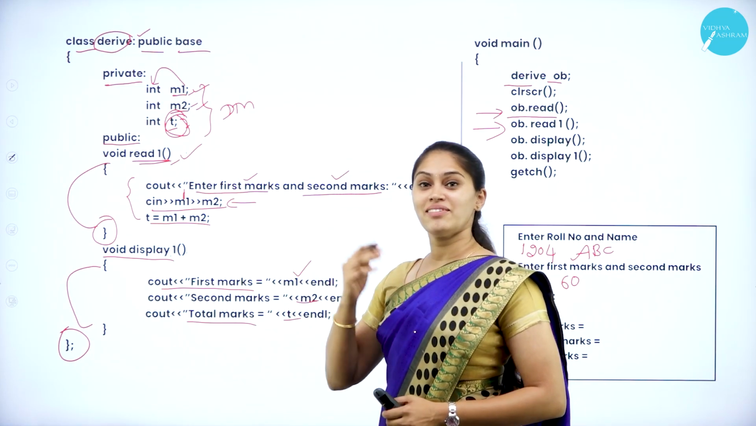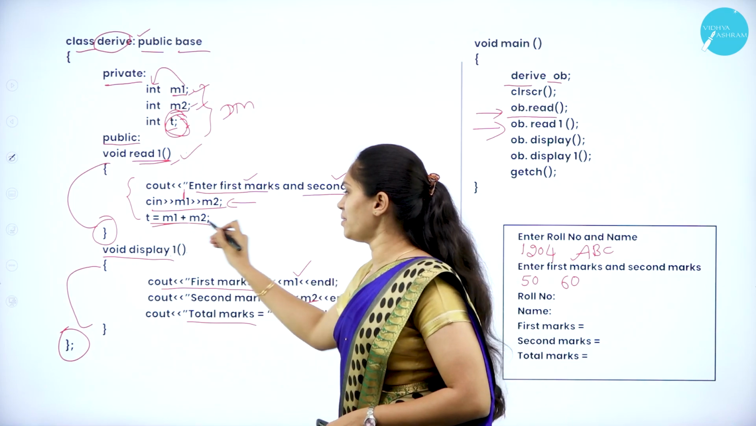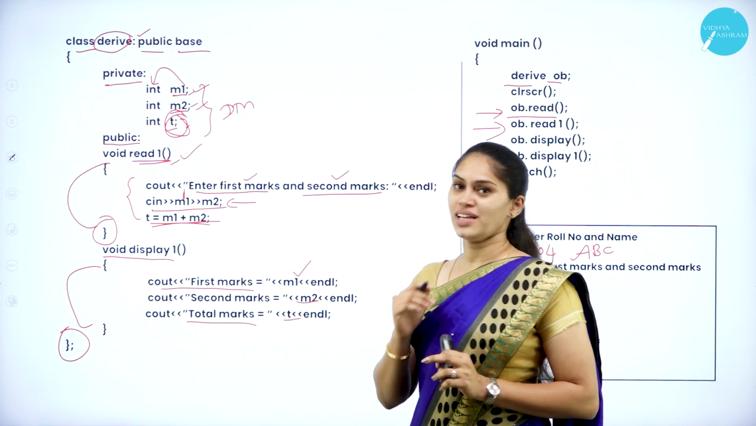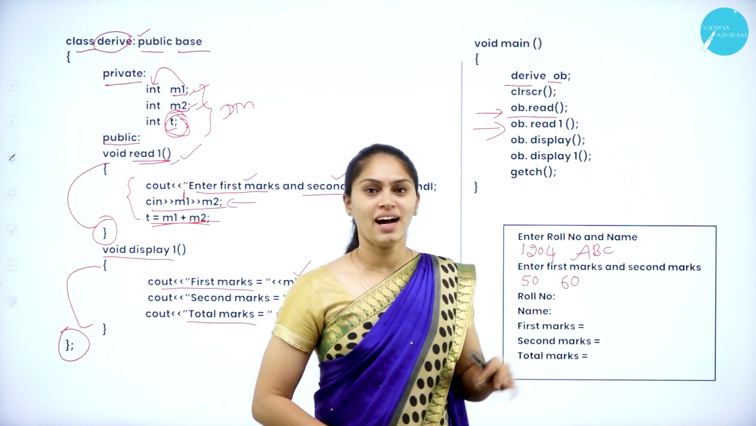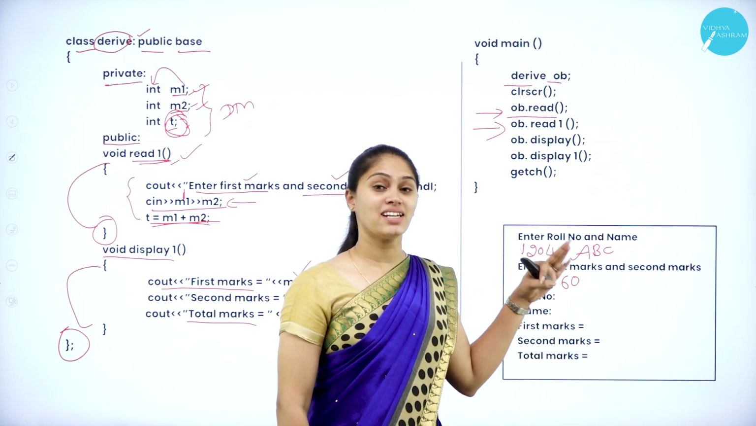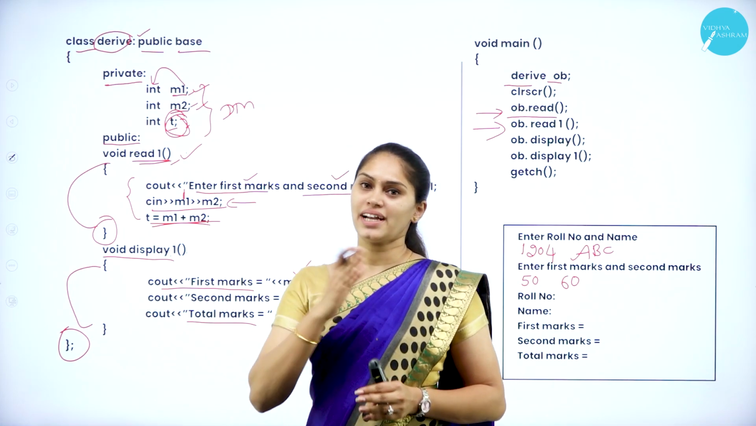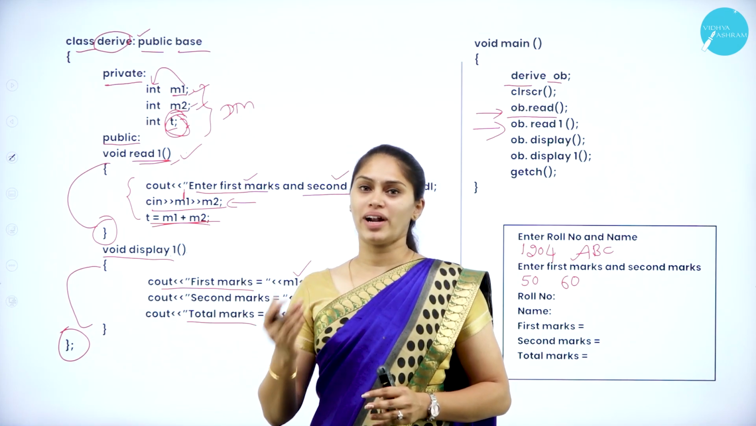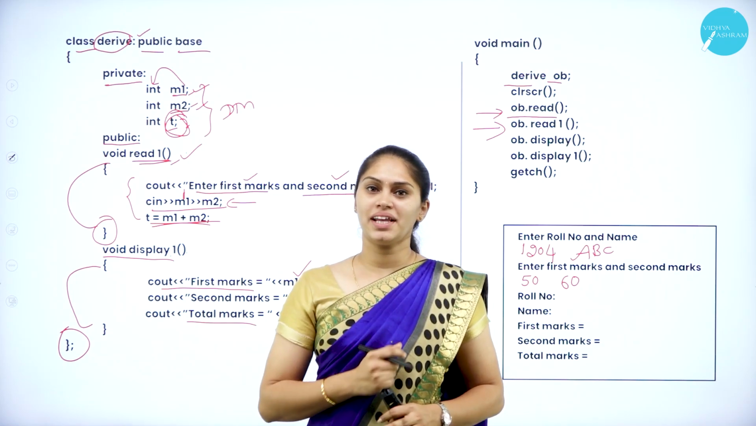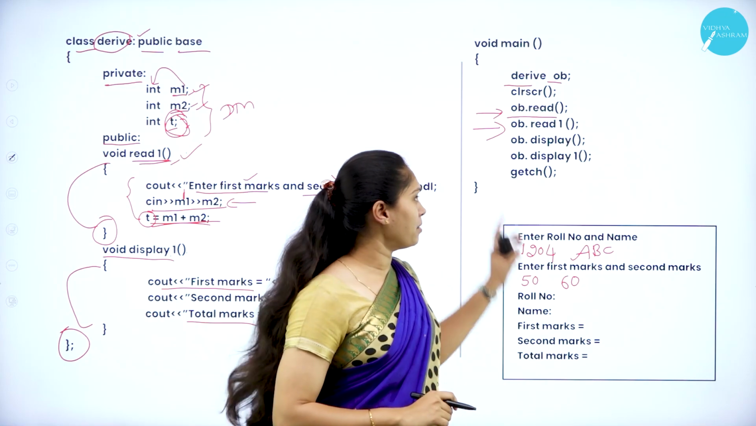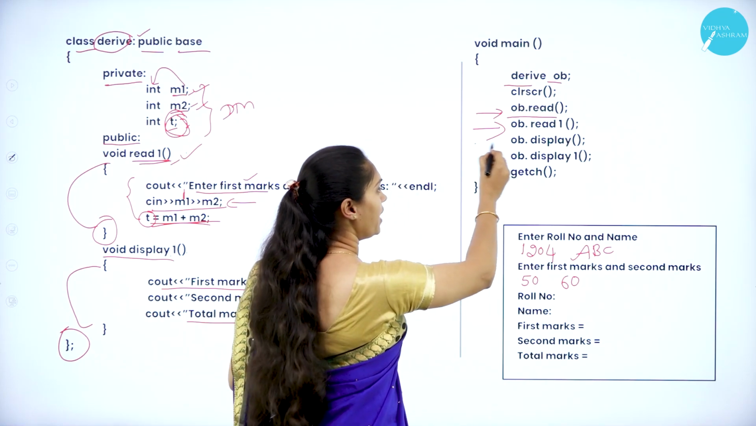So once all the values are given, then the total will be calculated based on the M1 and M2 marks. What is the M1 and M2 value here? I have given 50 for M1 and 60 for M2. Then it is going to find the total of M1 and M2, that is 110. That will be stored in the variable T. So let me get back to this point.